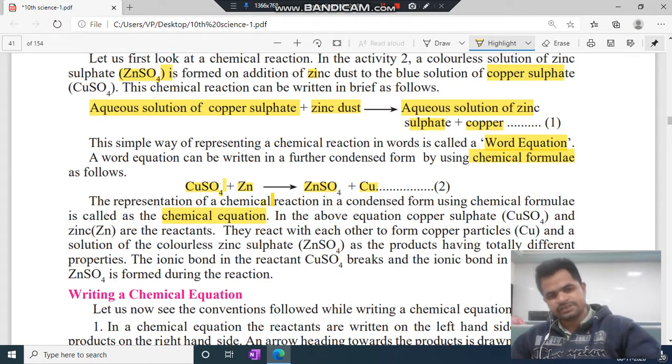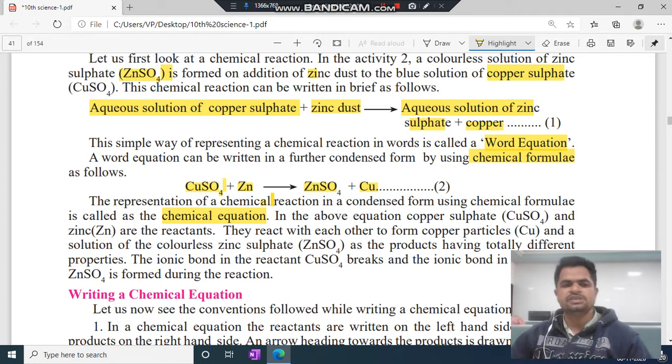What is a chemical equation? I am repeating again. The representation of chemical reactions in condensed form using chemical formulae is called a chemical equation. In the above equation, copper sulfate and zinc are the reactants. Look at this. These both are. I show you with another marker here. First thing we have to erase here. Then you will get which is the reactant and which is the product.